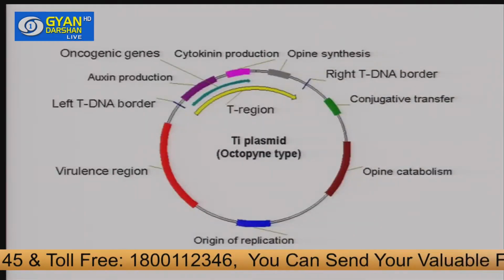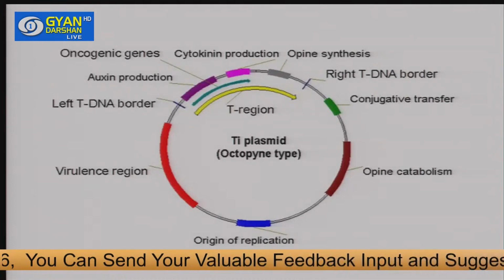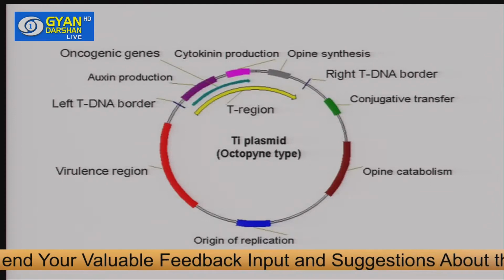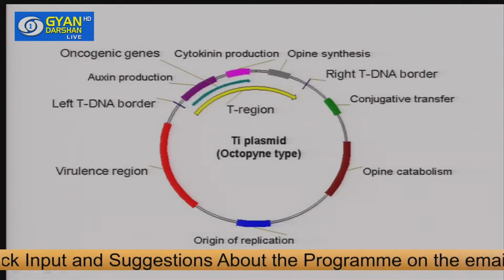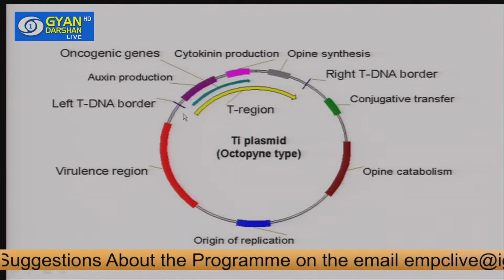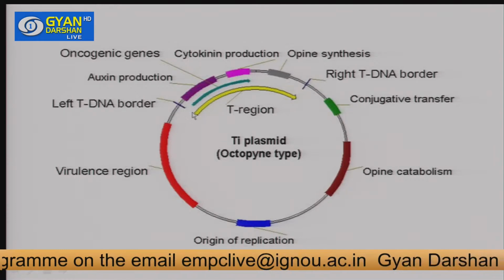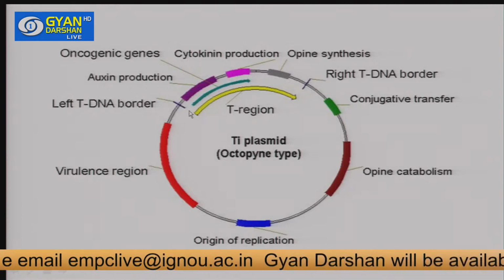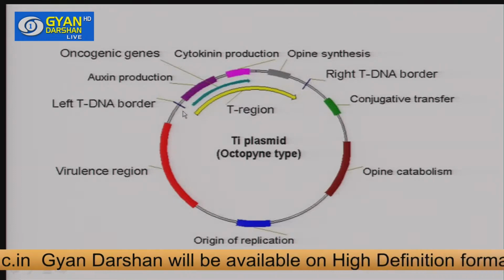Now take a look very carefully at this particular figure. Now this is actually the Ti plasmid. So the Ti plasmid has different components. As you can see, it has a right tDNA border. And what is tDNA? tDNA means this particular region which is present within the border sequences. So these are called the border sequences. One is the right tDNA border and another is the left tDNA border.